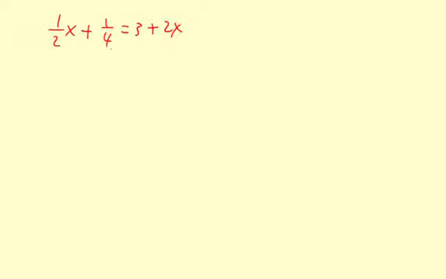So the first thing I'm going to do is figure out the common denominator. We have a 2 and a 4, so the lowest common denominator is 4. I'm going to multiply every term by 4 and you'll see what happens.